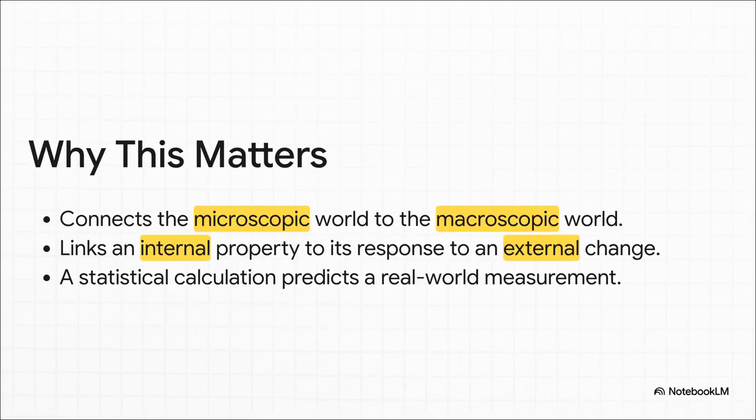This stunning connection is a famous result in physics called the fluctuation-dissipation theorem, and it's a huge cornerstone of statistical mechanics. What it means is that the internal, unseen jiggling of all those tiny particles directly dictates how the entire system responds when you try to heat it up. A purely statistical calculation actually predicts a real-world measurement.